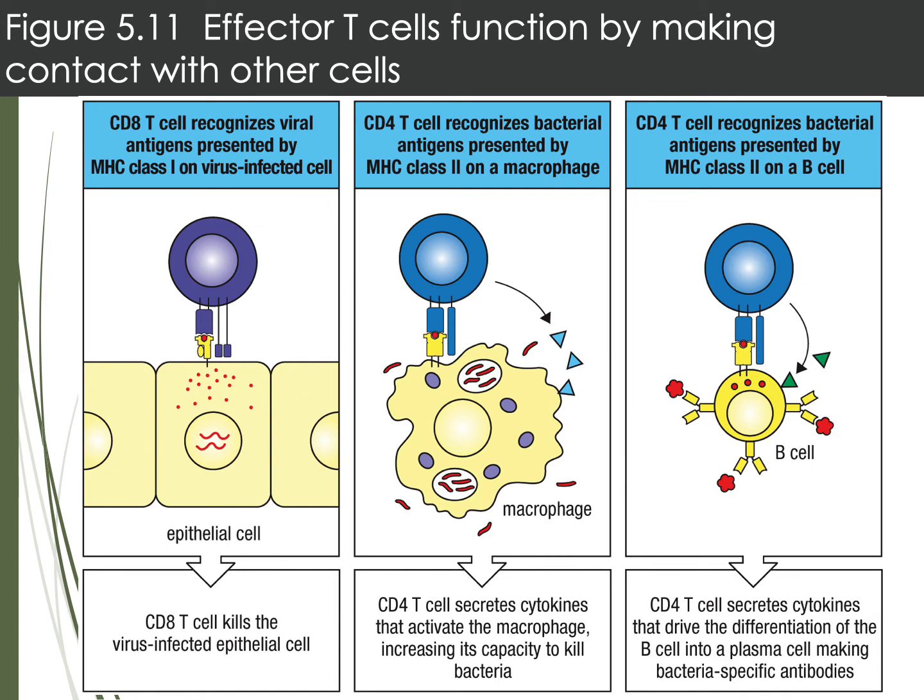On the right panel, we have a CD4 T cell that's interacting with a B cell, and so if it is able to recognize that peptide that's being shown to it on the MHC class 2, then it will start to produce cytokines. Those cytokines could tell the B cell to differentiate and become a plasma cell so it can secrete antibodies.